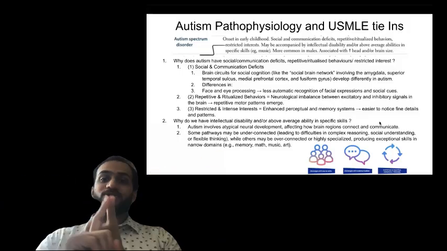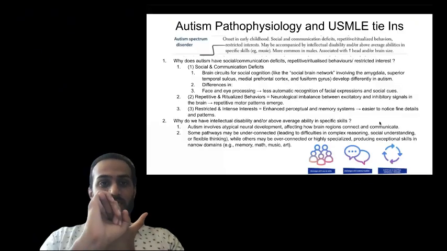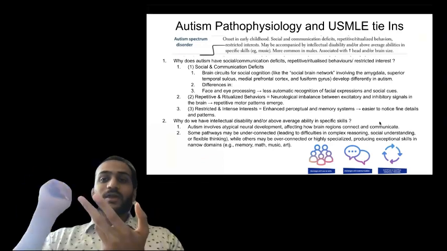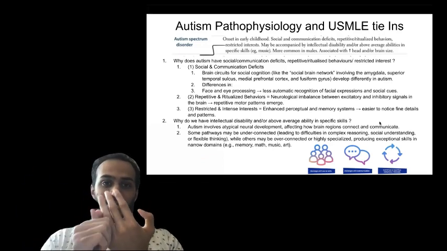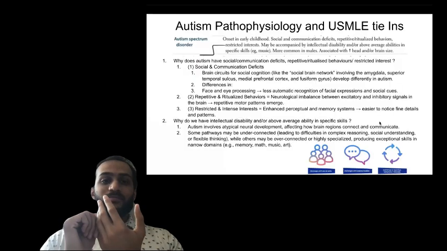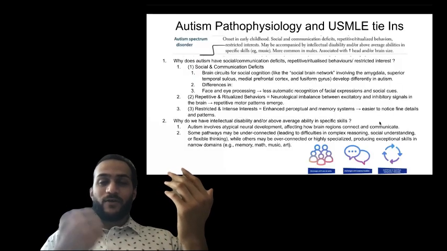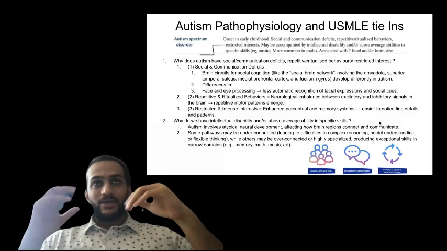Okay, first is going to be autism spectrum disorder. Next is going to be early onset in childhood. Then we can have social and communication deficits. Then we can have some repetitive ritualized behaviors, restricted interests. And then we're going to be having this point of intellectual disabilities or above average abilities for music and such, common in males, and they're going to have increased head and brain size.